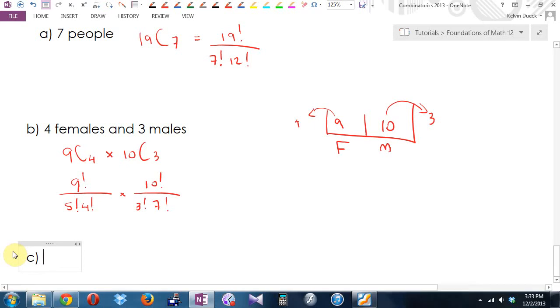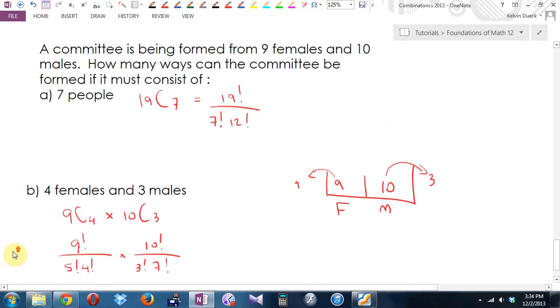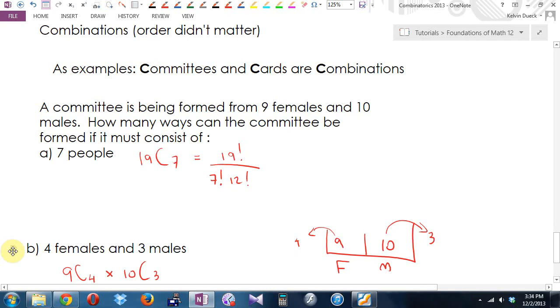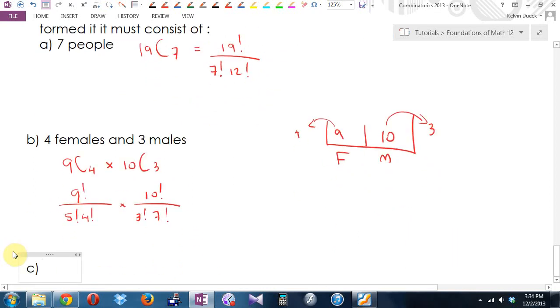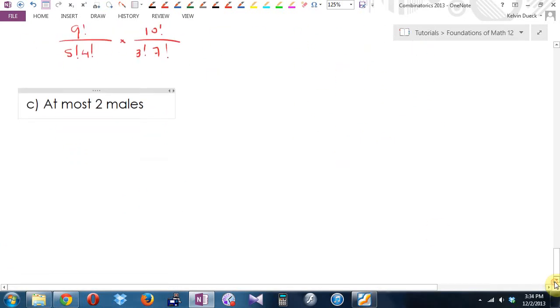So, the committee consists of 7 people. I said, okay, 4 females and 3 males. What if I said at most 2 males? So it's still got to have 7 people. At most 2 males. As soon as I use at most or at least, please list all of the cases. That's the best thing you can do to avoid making a mistake.